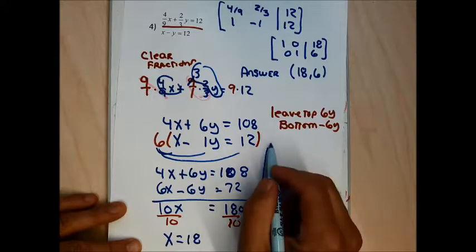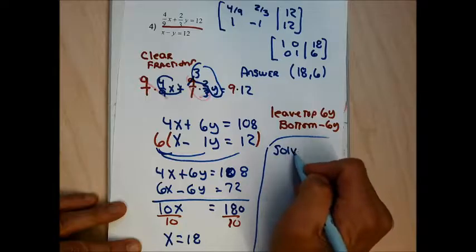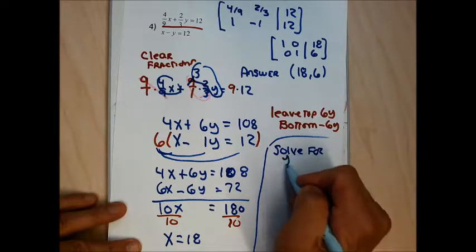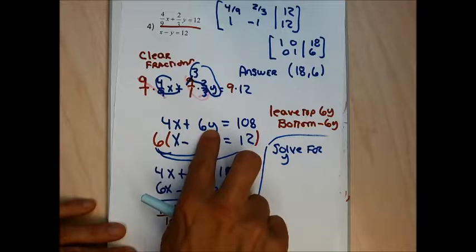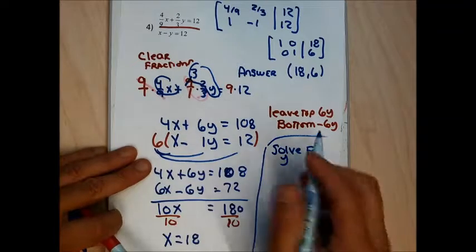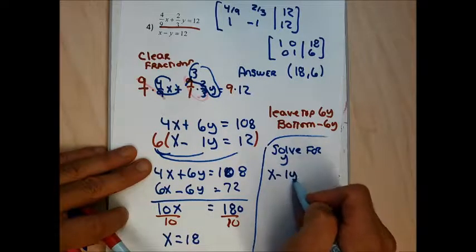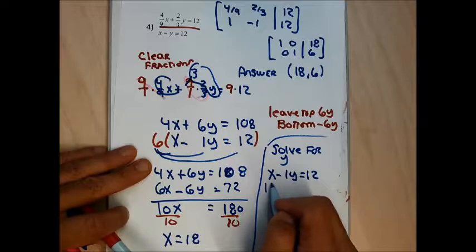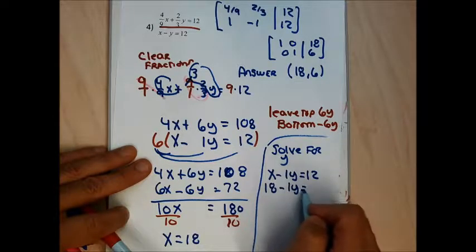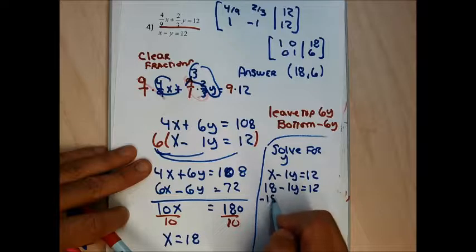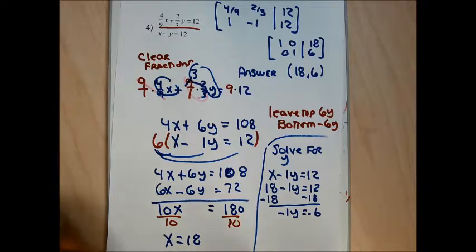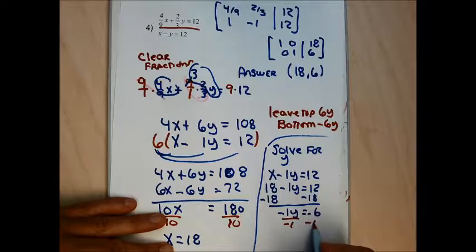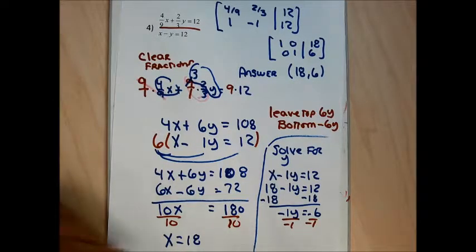Now I need to solve for y. I can pick any equation that has a y. And I'm really torn. I like this equation because the numbers are small, but the y is negative. I like that equation because the y is positive, but the numbers are big. I'm going to default to the small numbers. So I'm going to use this x minus 1y equal to 12. I'm going to plug 18 in for x and get 18 minus 1y equal to 12. I'm going to minus 18 from both sides and get minus 1y equals minus 6. And then I'm going to divide both sides by negative 1 and get y equal to 6, just like I knew was going to happen.